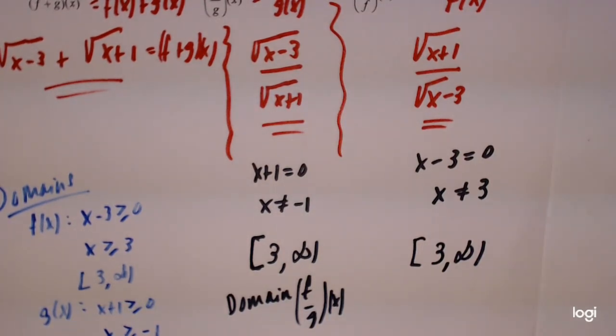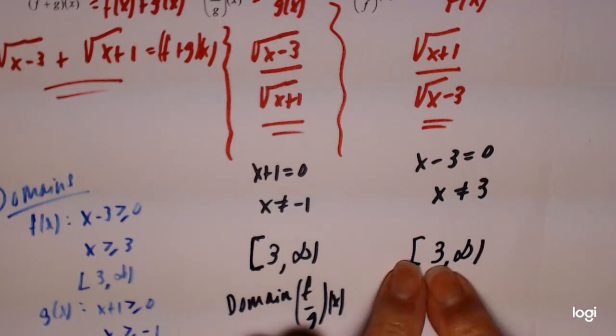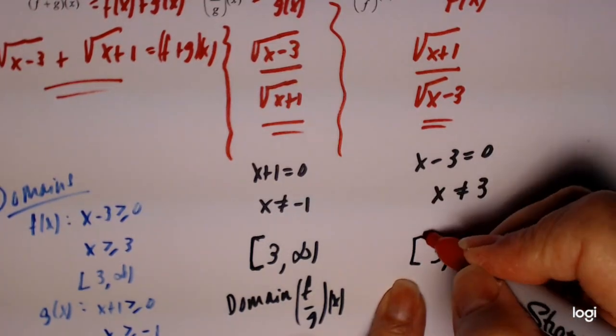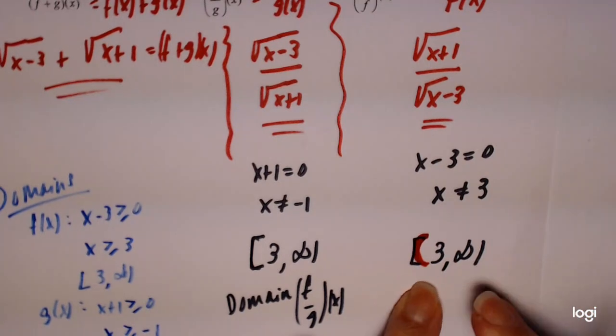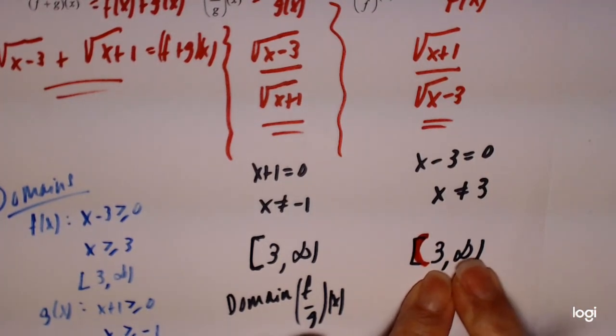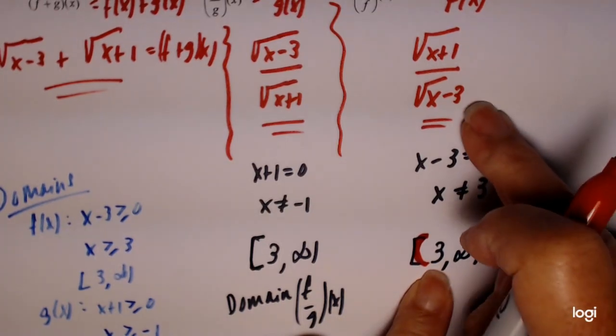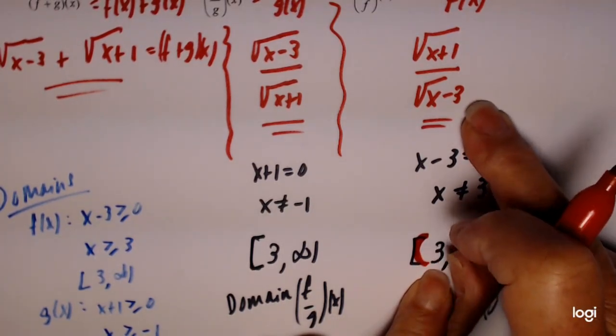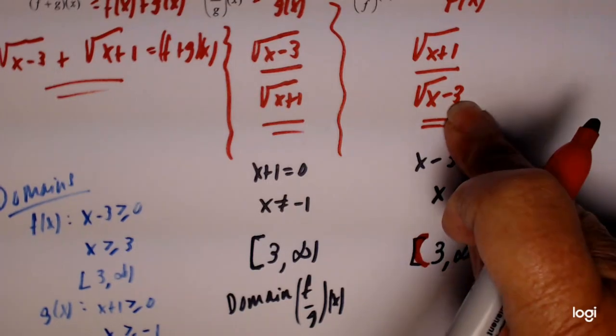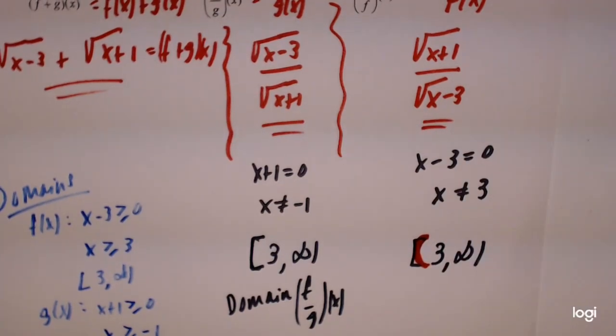So what happens here is this bracket now has to become a parenthesis because the 3 can no longer be included because we've created a fraction here. And that fraction has a denominator where 3 would cause an undefined situation.